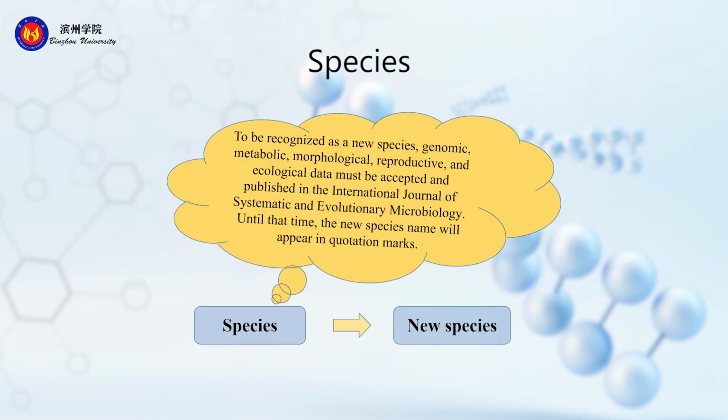To be recognized as a new species, genomic, metabolic, morphological, reproductive, and ecological data must be accepted and published in the International Journal of Systematic and Evolutionary Microbiology. Until that time, the new species name will appear in quotation marks.